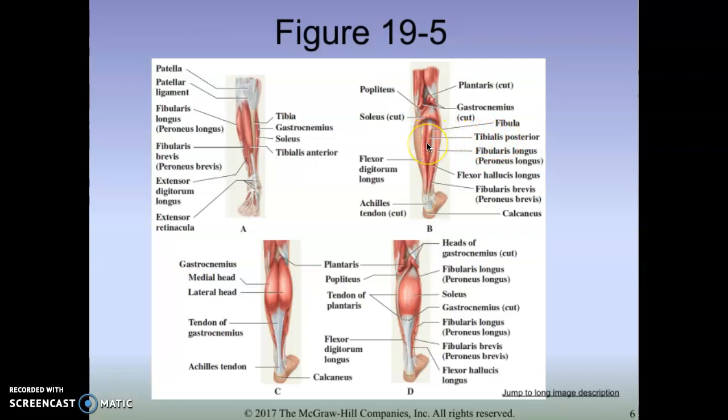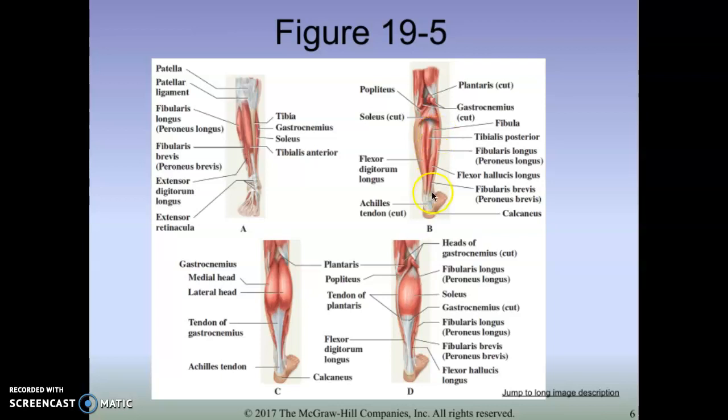Tibialis posterior runs just on the inside of your shin. So if you found that shin bone again, tibialis anterior is on the outside. The tibialis posterior is just on the inside, kind of underneath all that gastrocnemius and soleus. And that helps with inversion. The tibialis posterior inverts, pulls our toes in towards our midline.